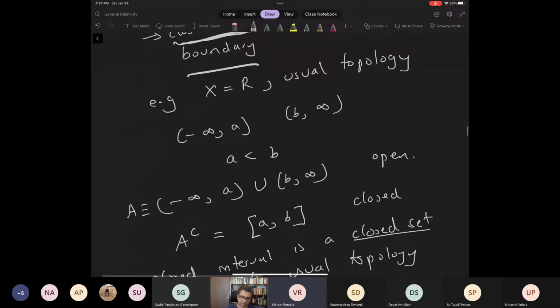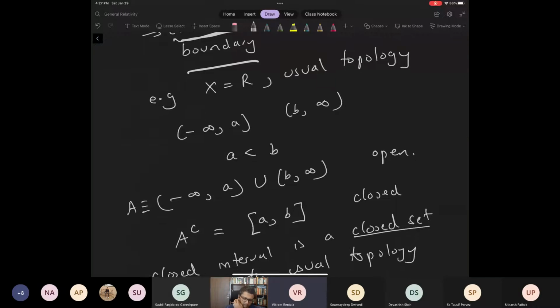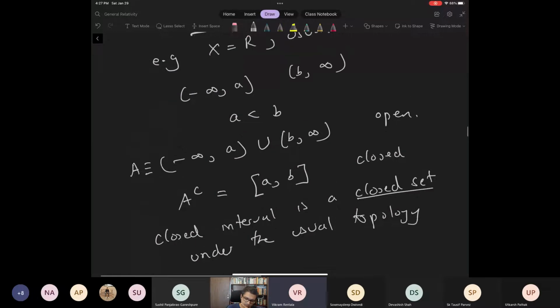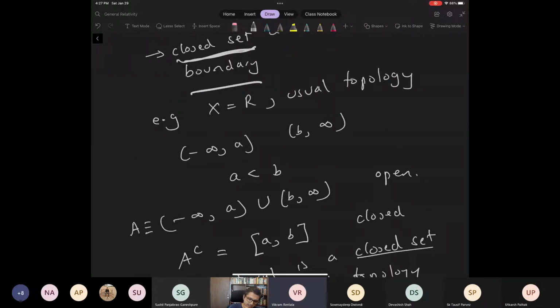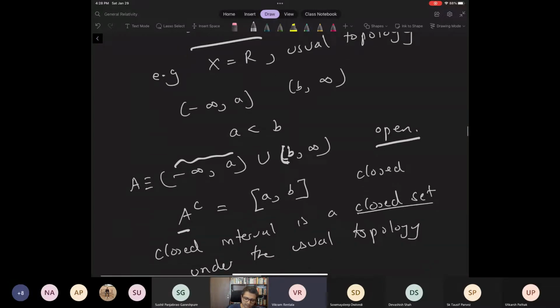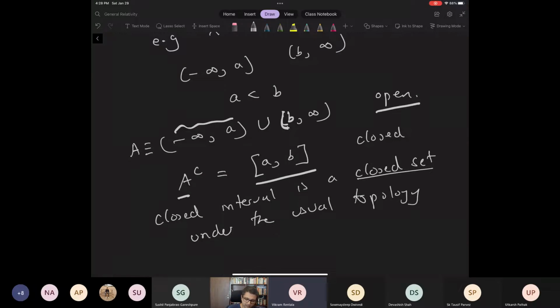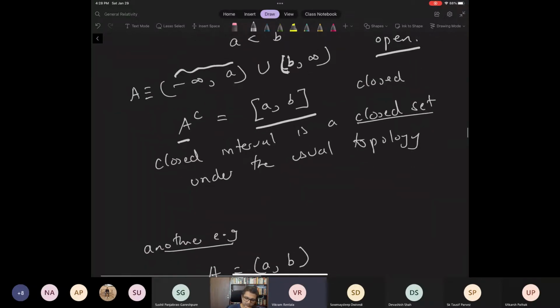So let's look at a couple of examples. I think we've done this already. For example, if we take A to be the open interval from minus infinity to a, union the open interval b to infinity, this is an open set. Its complement is the closed interval [a, b]. The closed interval is a closed set, as we've already discussed under the usual topology.